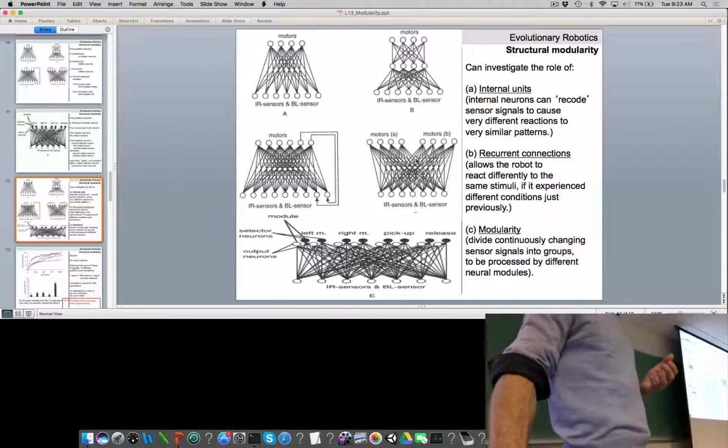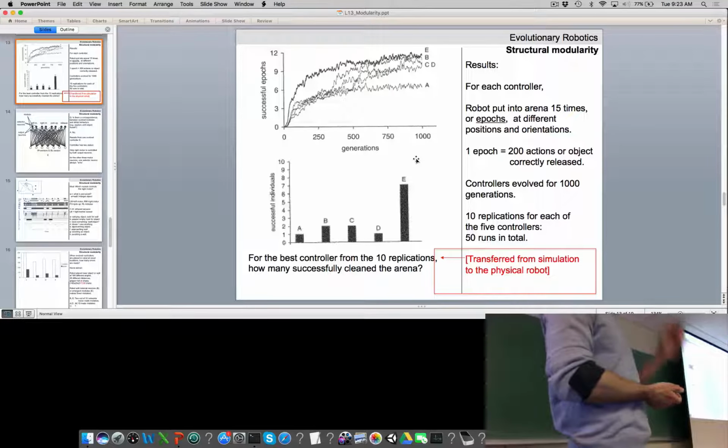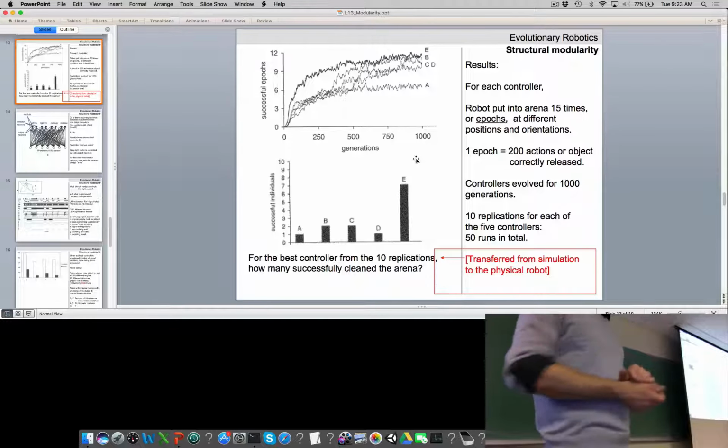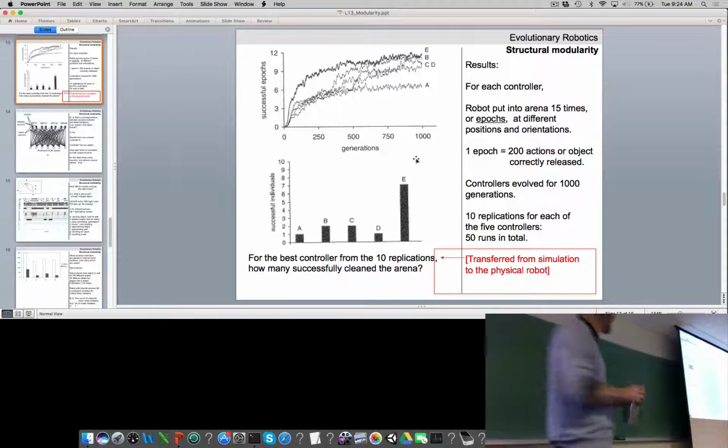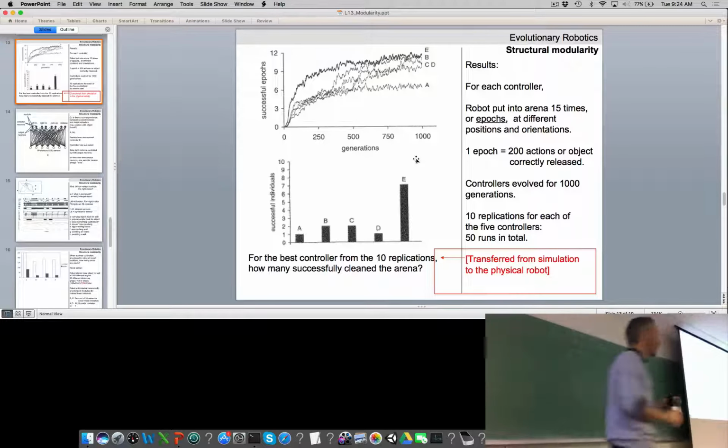Okay, I've held you in suspense for long enough. Let's have a look and see what happened. Let's start with the top figure. Looks pretty familiar. We've got evolutionary time on the horizontal axis and successful epochs on the vertical axis.